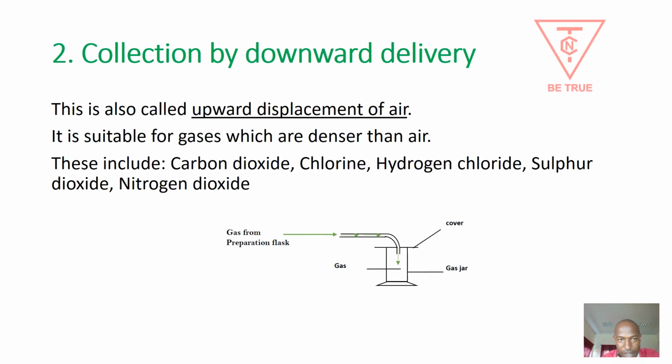The second method is the collection of the gas by downward delivery method. Here, the gas from the preparation flask enters the gas jar in the downward direction because as it enters, flowing downwards, it pushes the air inside the gas jar upwards. That's why it is sometimes called upward displacement of air.